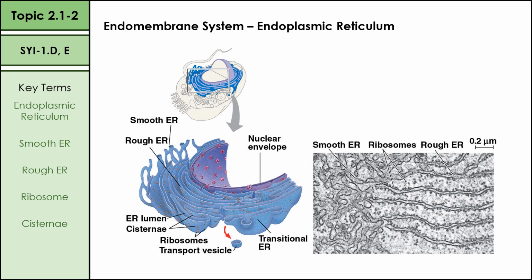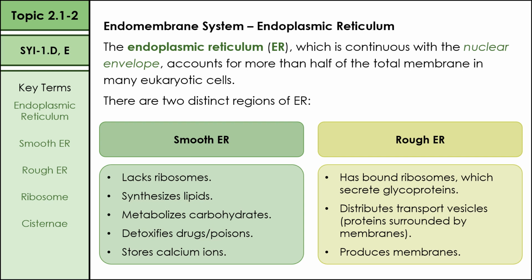So let's look first at the specific function of our rough and our smooth endoplasmic reticulum. As mentioned previously, the endoplasmic reticulum is continuous with the nuclear envelope. So they are attached, which allows for information to be more easily transferred from the nucleus to the endoplasmic reticulum. And it is making up a large majority of our cell. Almost half of the total membrane in our eukaryotic cells is found as part of our endoplasmic reticulum.